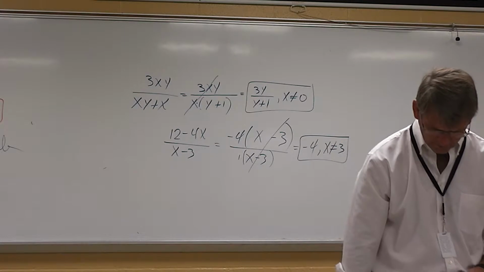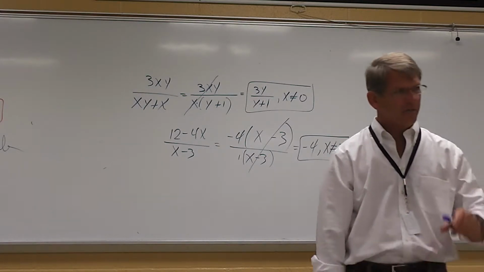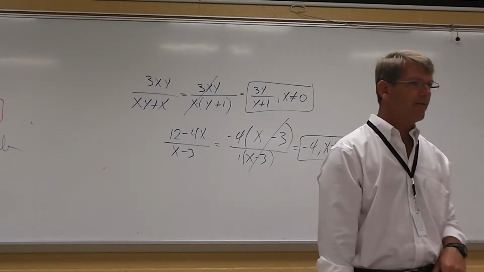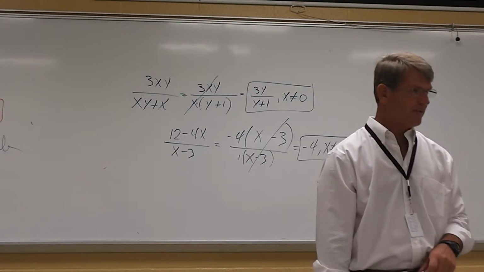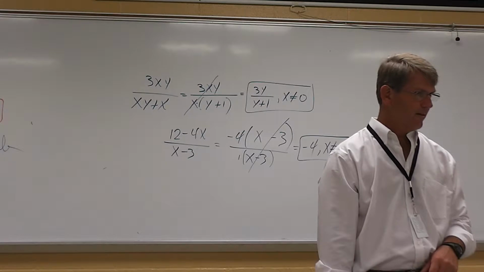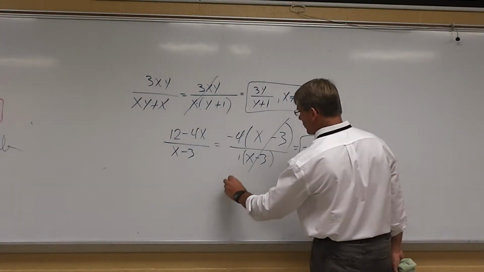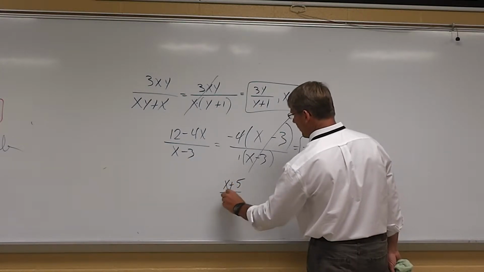20, the numerator is going to factor to be x plus 5 times x minus 5. The denominator, I'll factor a negative 1 out, and I'll have x minus 5. X minus 5 will divide out, and you're going to get x plus 5 over negative 1.